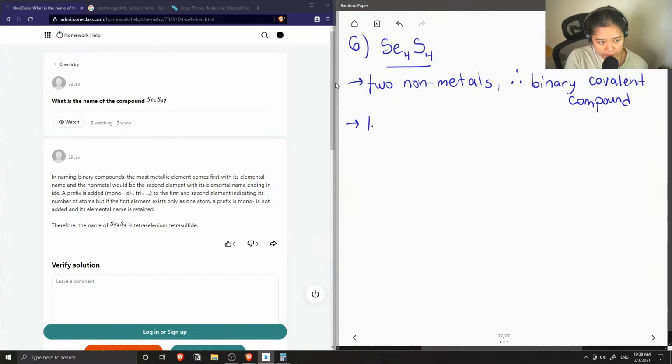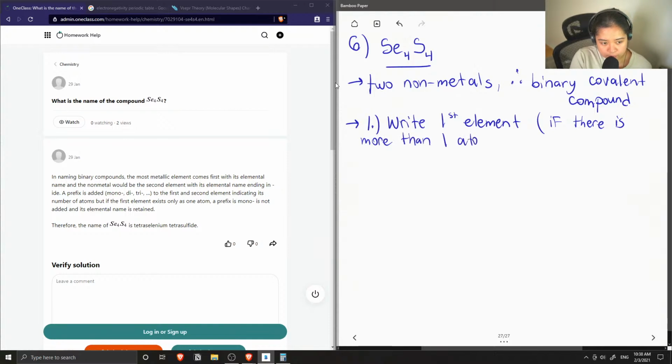So the first step in naming binary covalent compounds is to write your first element, and if there is more than one, we include a prefix.